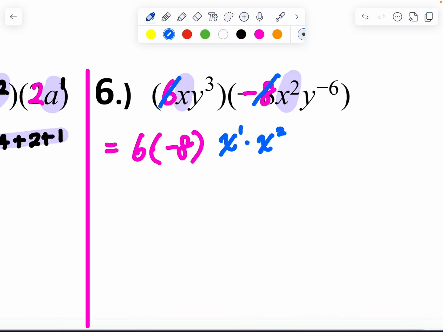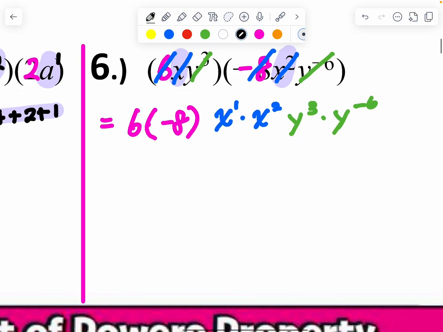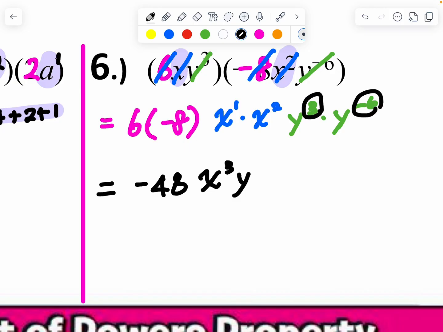So I took care of the coefficients, I took care of my x's. Now I have my y's remaining. So y to the power of 3 times y to the power of negative 6. It's a good idea to put the ones with the same base next to each other, so that hopefully we can minimize the number of mistakes we make. So 6 times negative 8 gives you negative 48. And for x, we have 1 plus 2, that gives you 3, so x to the power of 3. And then for y, we have 3 plus negative 6, that's negative 3.